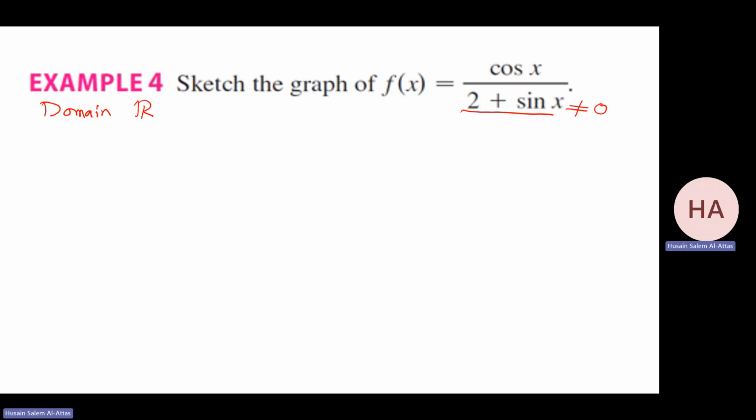Okay. Intercepts. I have the y-intercept. We'll make x equal 0. You'll get y equal 1 over 2 plus 0, which is half. So you have (0, 1/2). That's the y-intercept. X-intercept.